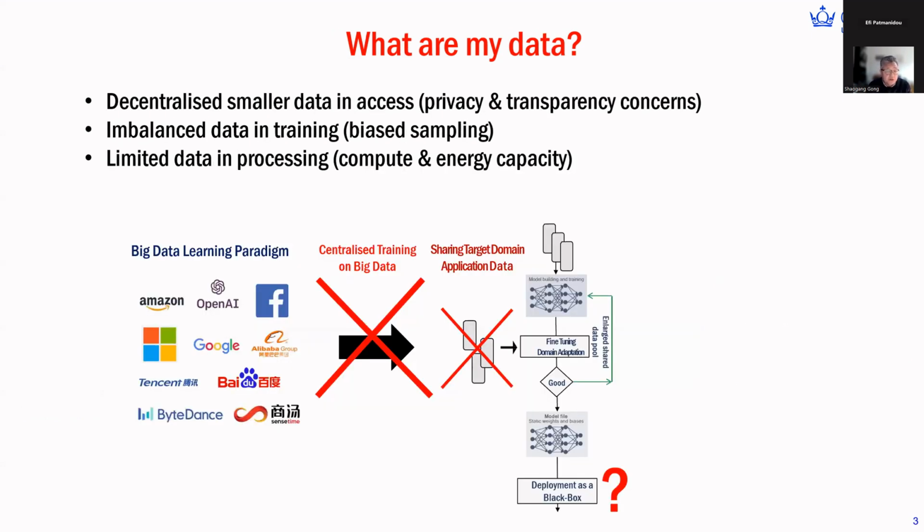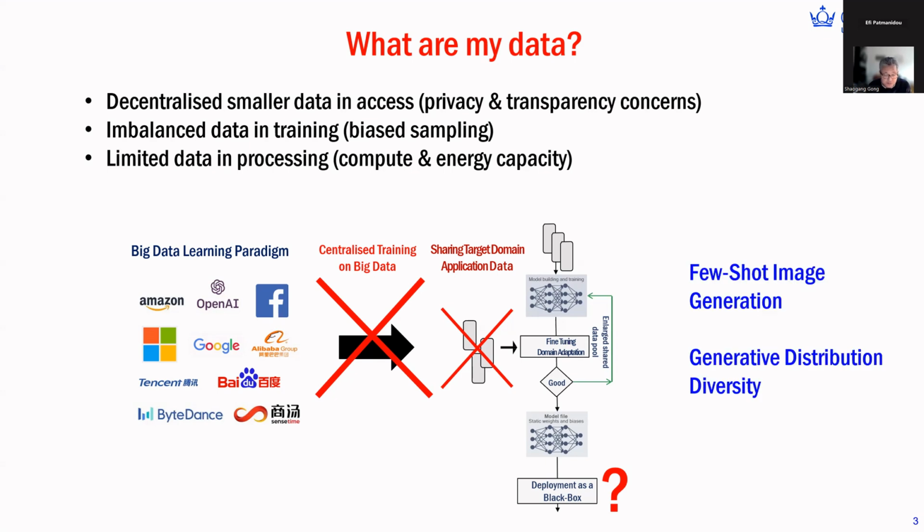The second set of questions that has become increasingly critical is, where is my data? Over the last decades, we started with not enough data, and then we had lots of centralized big data. Now, due to increasing demand for privacy and transparency concerns, we have more decentralized, smaller data in access. And we have more imbalanced data in training, again due to factors that we don't have any control over, so there is bias in sampling. And also limited data in processing because of computer energy and resource capacity limitations. So increasingly, I think there's a shift from very large-scale centralized data towards how we explore smaller, decentralized and distributed data and the learning capacity.